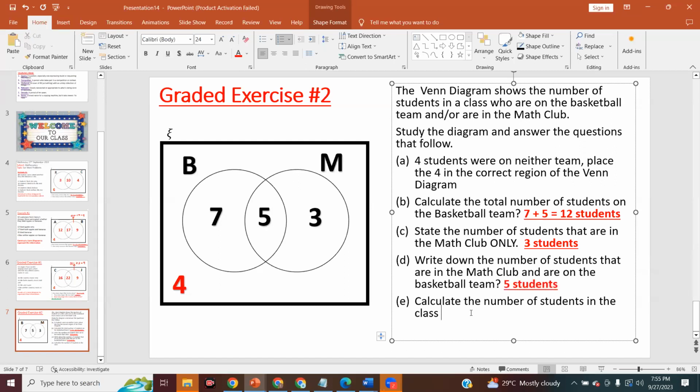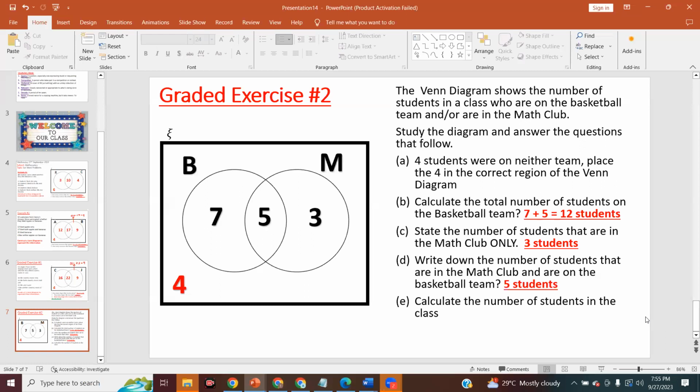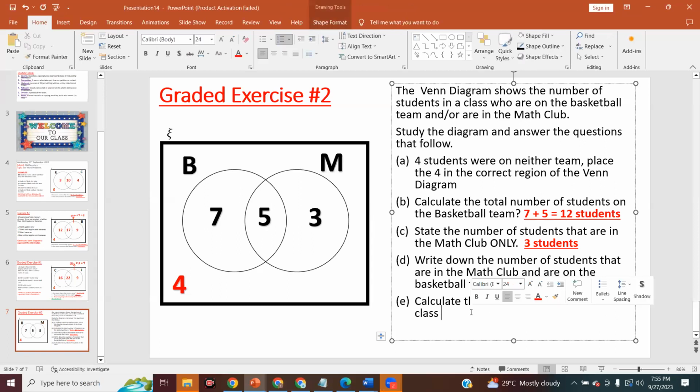And calculate the number of students in the class. 19. You sure it isn't 15? I'm sure I got 19. You sure it's not 15? I'm sure it's 19. Someone says I get 19. What did y'all get? 19. 15? All right, I get 19. They say I get 15 too.